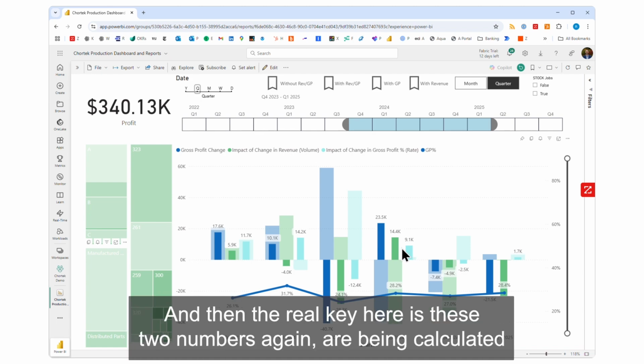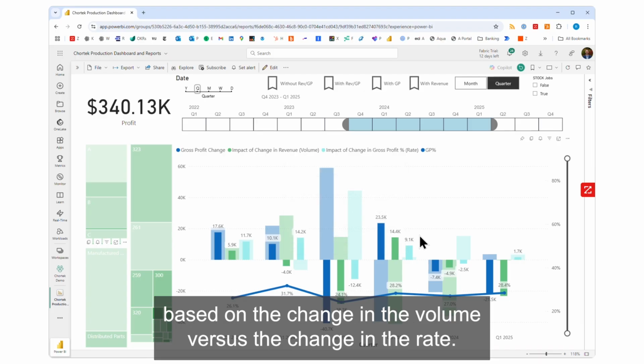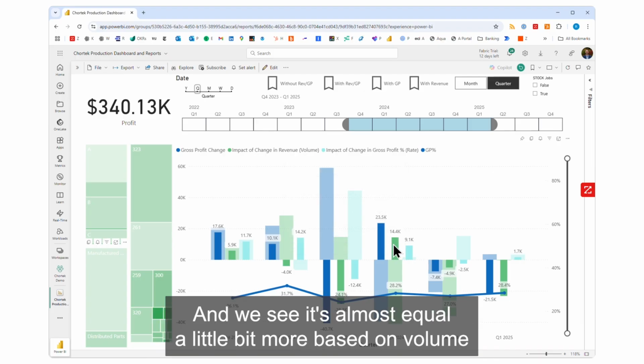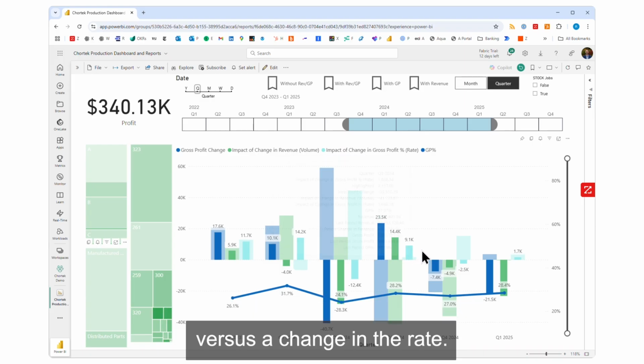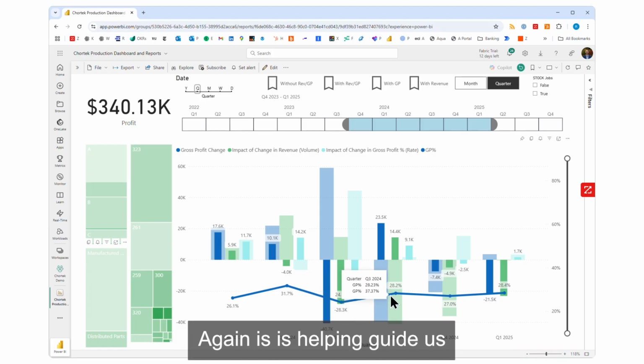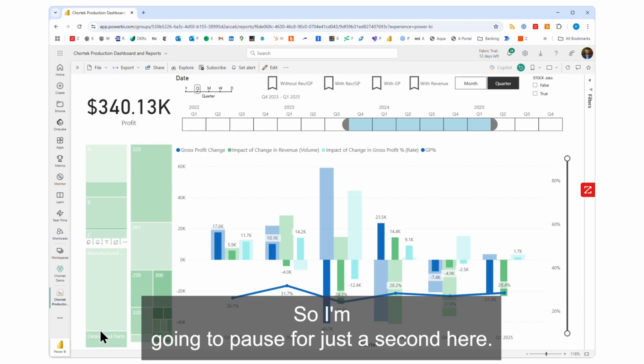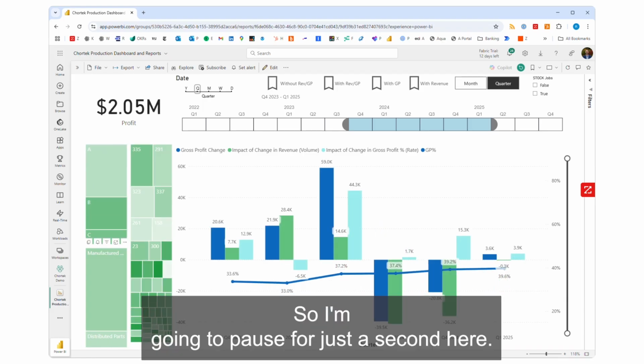And then the real key here is these two numbers, again, are being calculated based on the change in the volume versus the change in the rate. And we see it's almost equal, a little bit more based on volume versus a change in the rate. Again, we can see the slope of the line is helping guide us and validate what we're seeing on the bars. So I'm going to pause for just a second here.